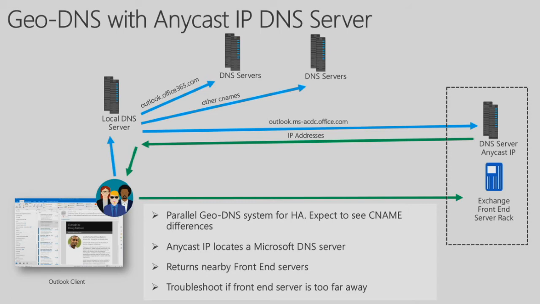And so it's going to make a request of this URL, outlook.ms-acdc.office.com, and whichever DNS server is closest is going to return IP address results. And that's going to be IP addresses which relate to the rack that DNS server is on and other very close nearby racks. We can actually provide much closer racks than with the GTM model because we have an advantage in how we can provide HA with this DNS system.